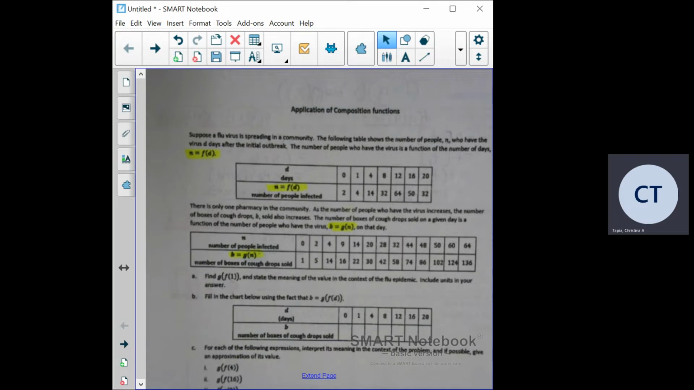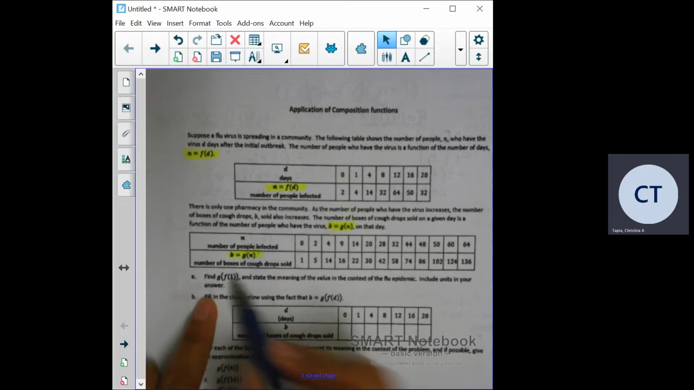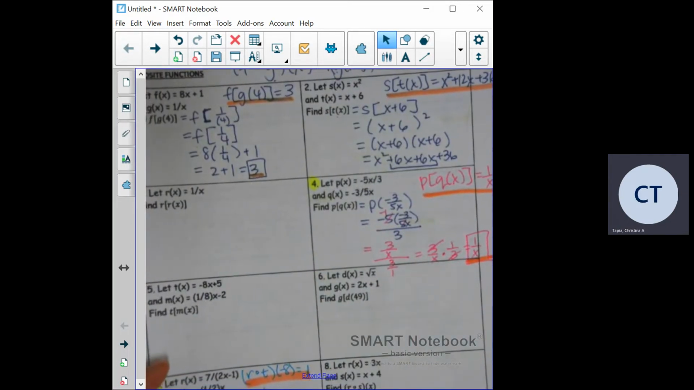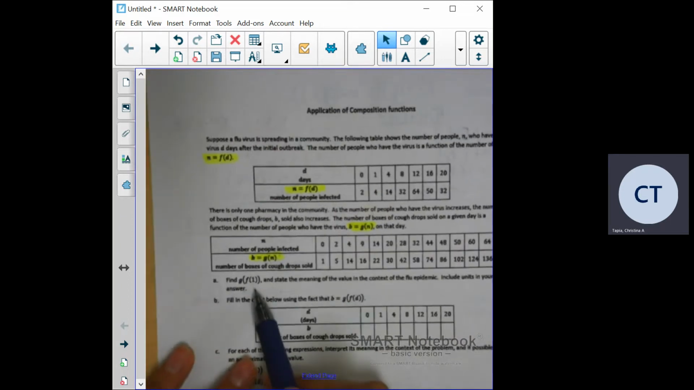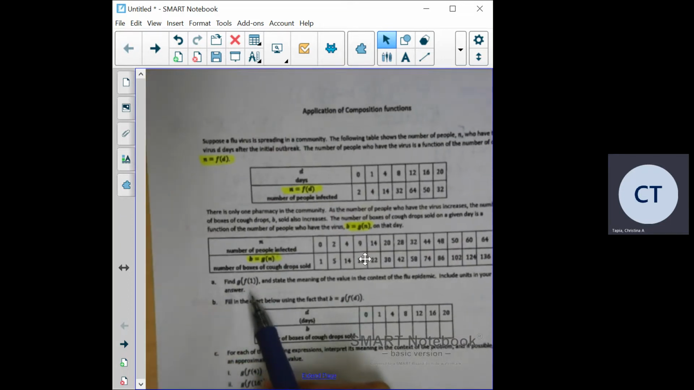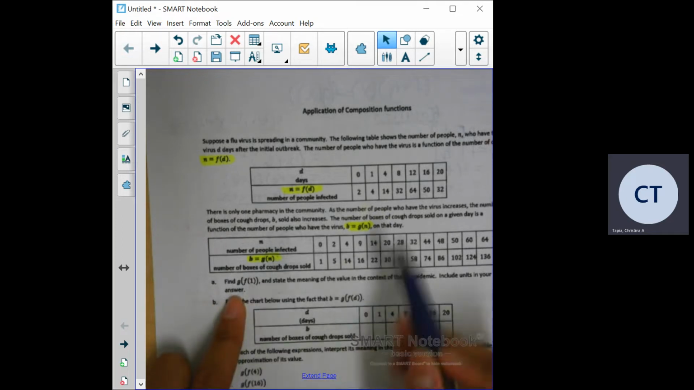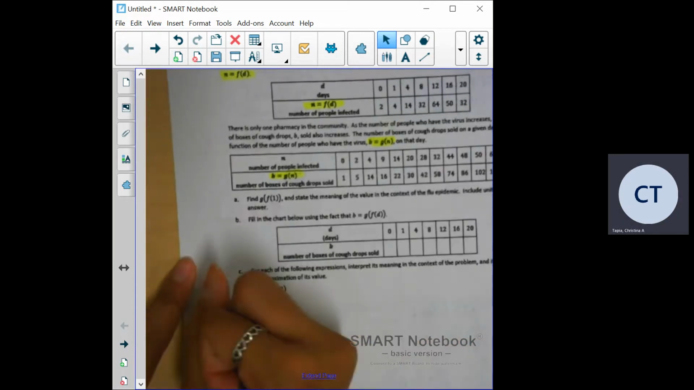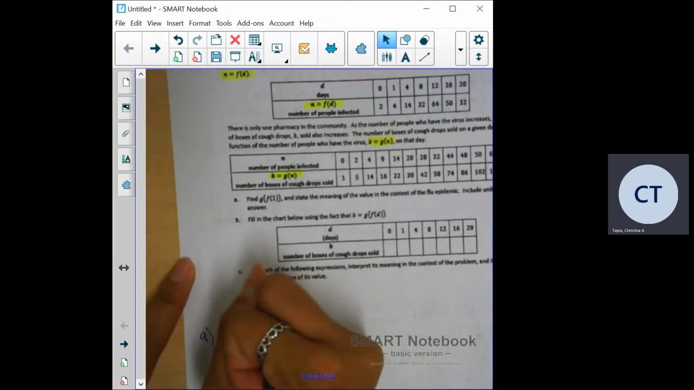The first question says we need to find G of F of 1 and state the meaning of the value in context of this flu epidemic. For this first question, and the last couple pages, we've been having formulas, nothing but equations. Now I need to look at a table. The table is a lot easier because all you're doing is looking to see where these values are and what numbers correspond with them. If we're going to work from the inside out, I'm going to show my work down here for G of F of 1.